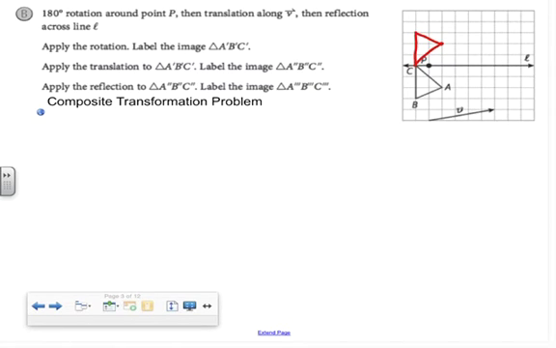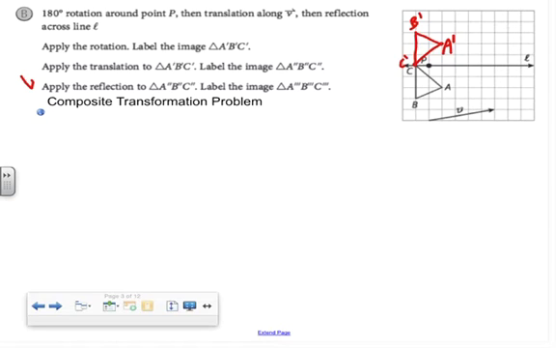And here. So that would be A prime. This would still be C. Let's call it C prime for clarity as well. And this would be B prime. So I've done my reflection. So let's do the rotation next.